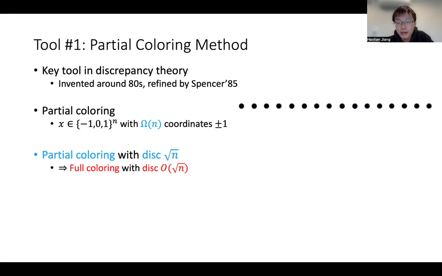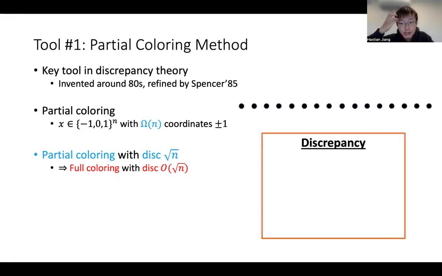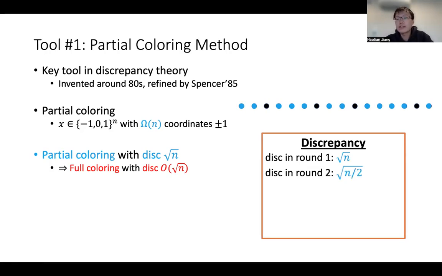Why is this? Here's an animation, and we're counting the discrepancy of each phase. In the first phase, I'm going to use the partial coloring method to find a partial coloring with discrepancy root n. And in the second phase, I'm going to apply the same partial coloring result on the remaining set of elements which are not yet fully colored. I get discrepancy root of n over 2, because I assume that I color half of the elements and there are only n over 2 remaining. I'm going to do this on the remaining set of uncolored elements until everyone gets colored. And I incur a discrepancy which is a geometrically decreasing sequence, which sums up to a constant times root n.